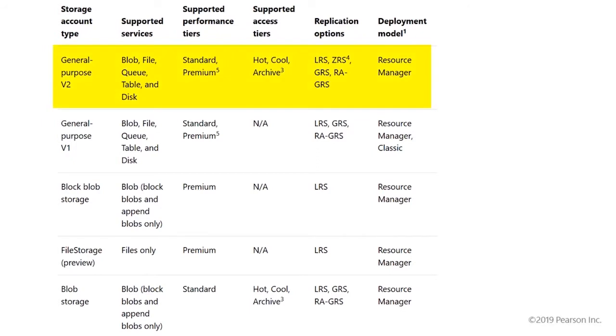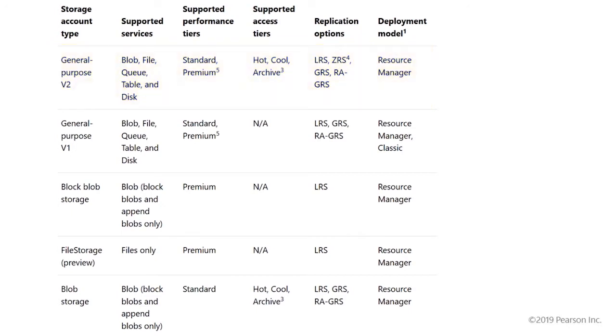Notice that the general purpose v2, which is very popular, supports all the services: blob, file, queue, table, and disk. It supports the standard and the premium performance tier. It supports the hot, cool, and archive tiers, and all the replication options, LRS, ZRS, GRS, and RAGRS.